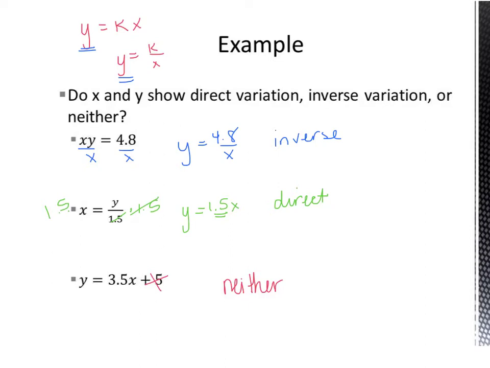As a side note, hopefully you noticed that this direct variation is the equation of a line, and that line would go through 0, 0. Direct variation will always go through 0, 0. This one down here is also the equation of a line, but it would not go through 0, 0.